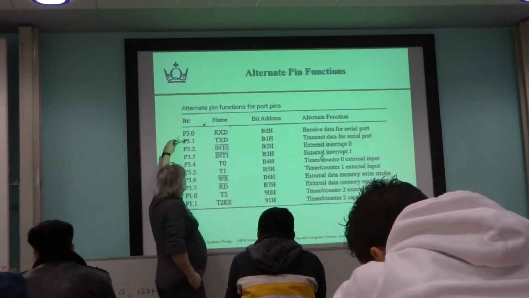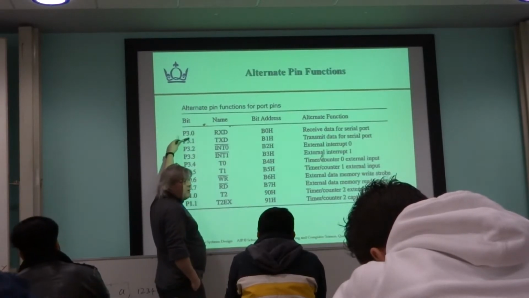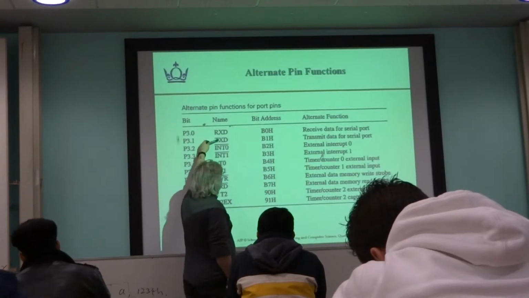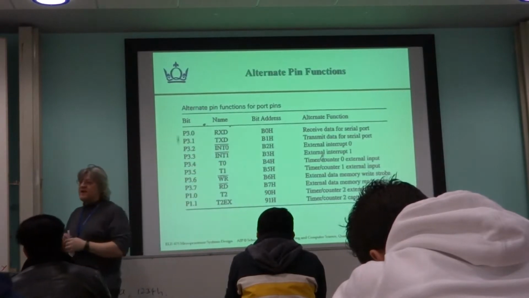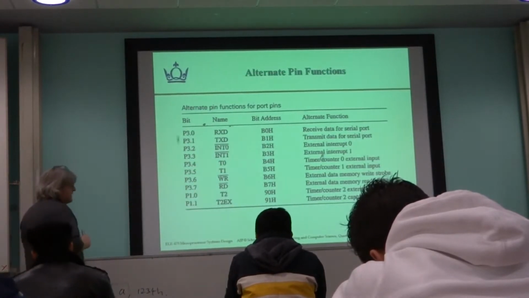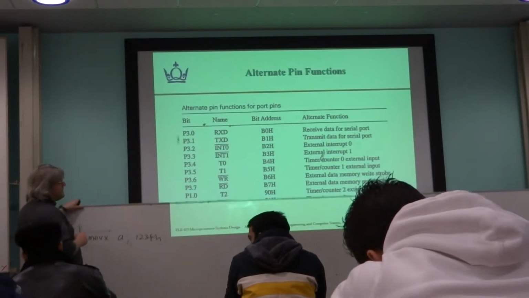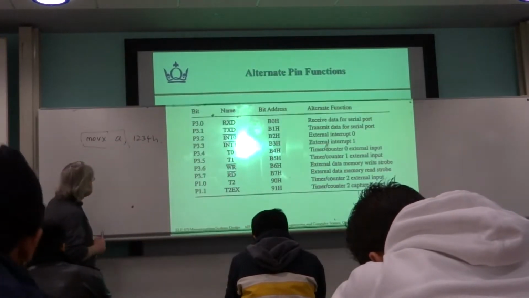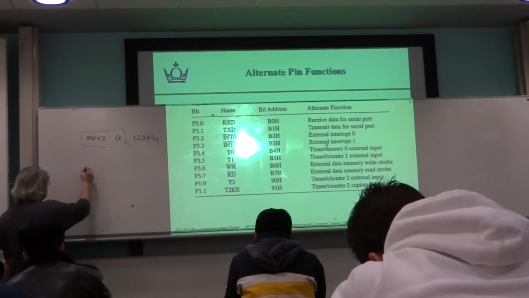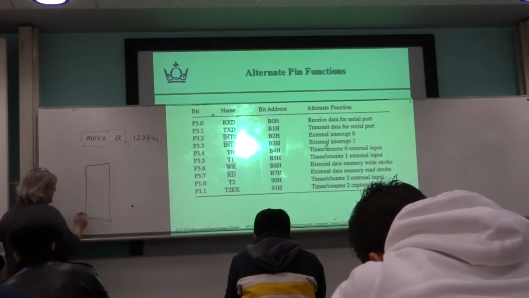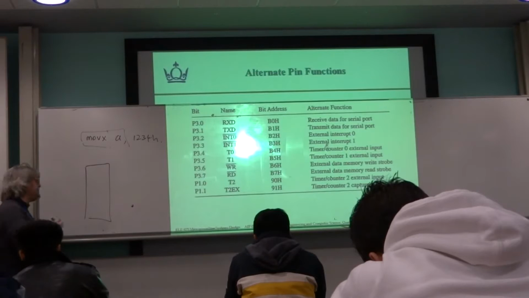Okay, so the top two, port 3.0, port 3.1, those two pins say RxD, TxD. They are associated with, inside the 8051, there is a serial interface. So there are special registers built into the 8051.